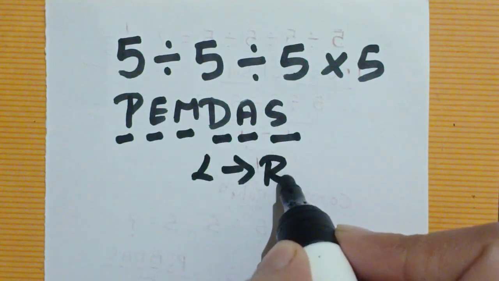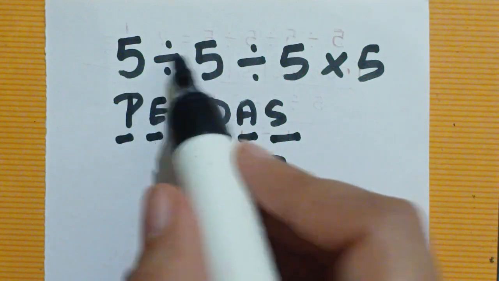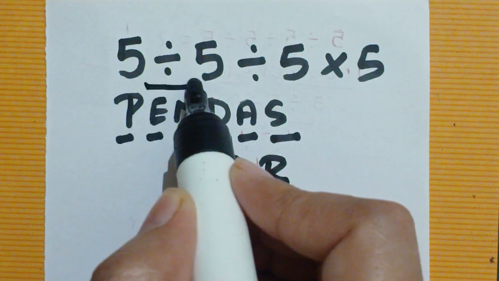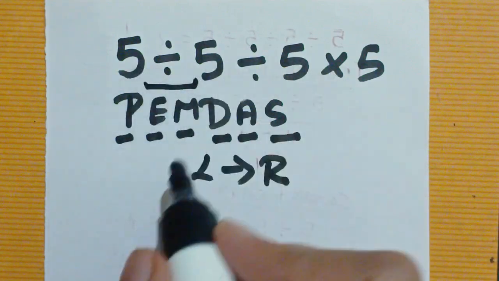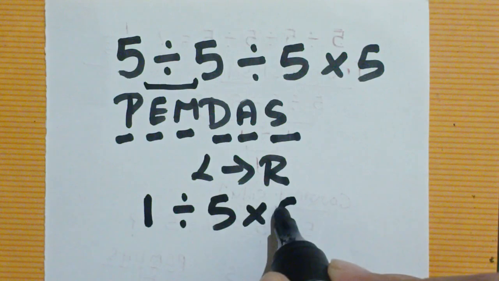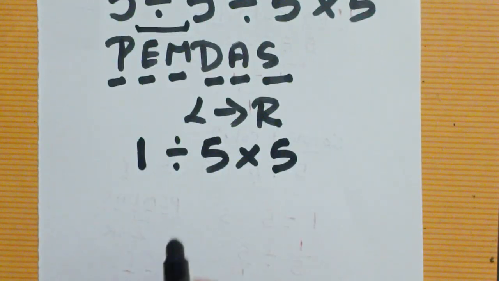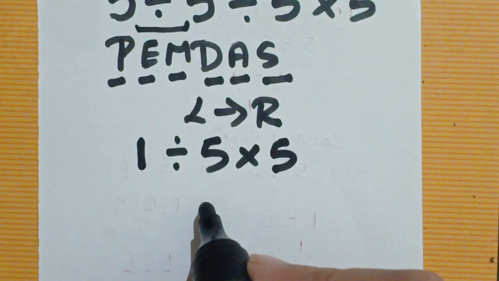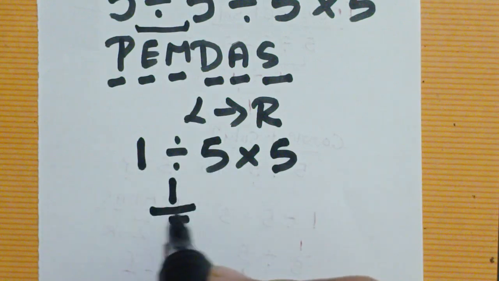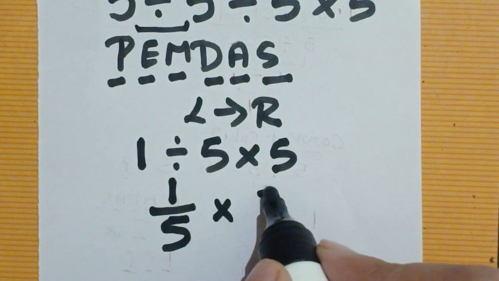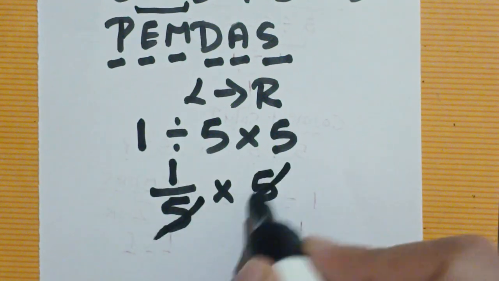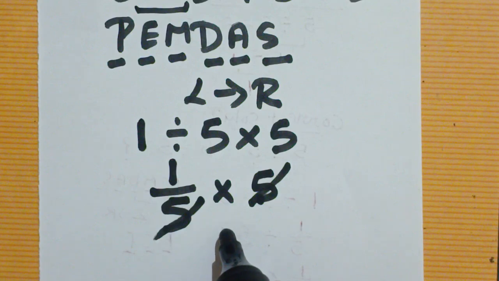Same for addition and subtraction. So here division and multiplication are there, so go from left to right. First we'll solve this part because both have equal priorities. So 5 divided by 5, which is 1, divided by 5 times 5. So 1 divided by 5, we can write this as 1 by 5 times 5. So cancel this, we'll get here 1.